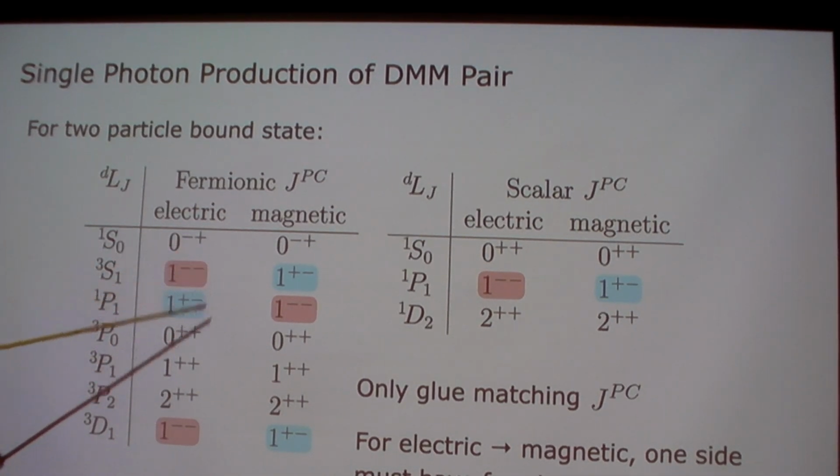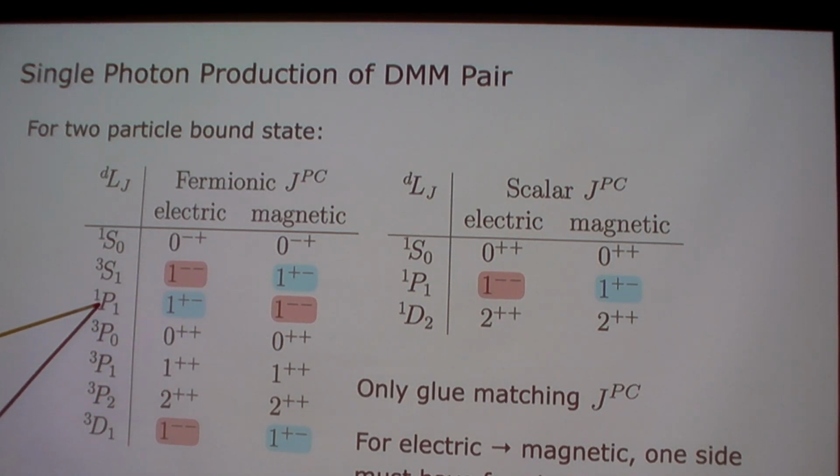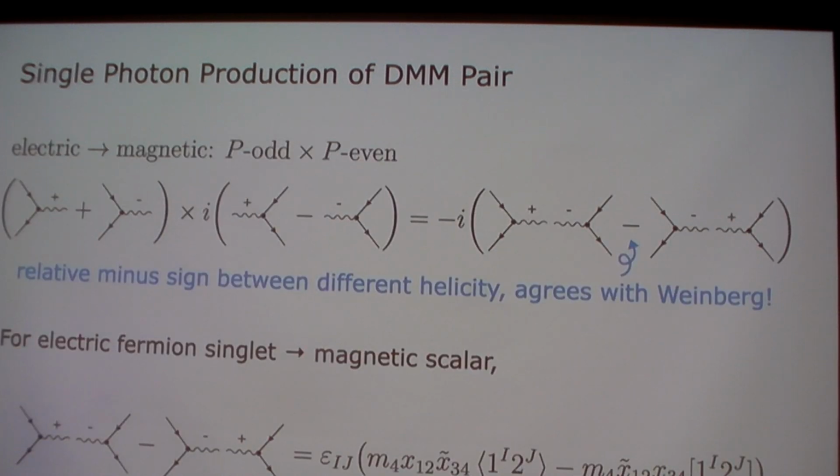And on the other way, it's the magnetic particle that must have spin singlet. So if you look at the matching JPC, then they must have either electric or magnetic side with a fermionic singlet state. And so we take that in mind and do the calculation.